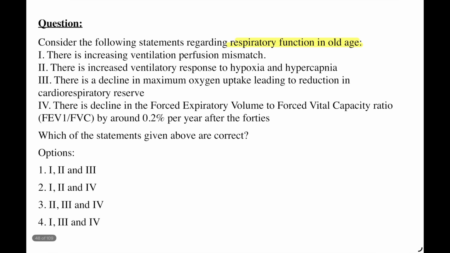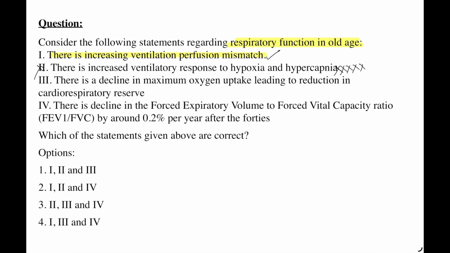Now, when you look at the question, consider the following statements regarding respiratory function in old age. There is increasing ventilation perfusion mismatch. Yes, agree. There is increased ventilatory response to hypoxia. Actually, it is decreased. They can't respond well. If there is hypoxia and hypercapnia, in comparison to adults or children, they have reduced response.